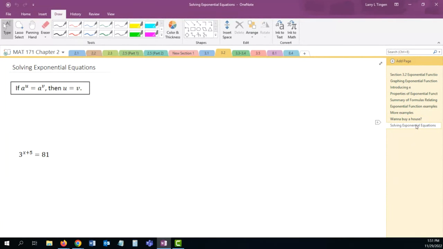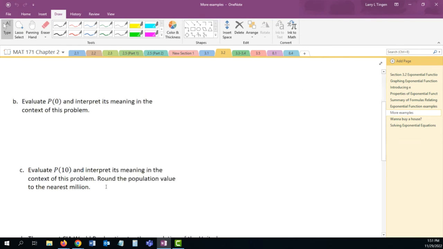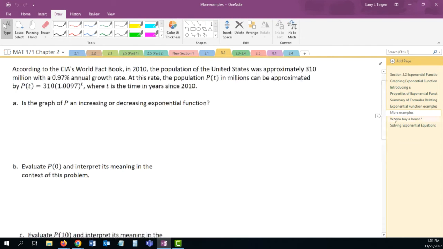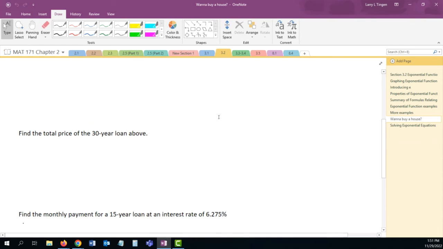And I'm going to skip the rest of those. These are just more examples of doing the same stuff. There's your exponential equation. Find the initial value, find the value after 10 years. If you want to buy a house, here's the monthly payment equation. You can plug in the numbers you have. You're going to borrow $250,000, and you're going to do a 30-year loan with an interest rate of 7.245, which was the interest rate when I wrote this problem a couple days ago. Then you're going to figure out how much that costs you total.